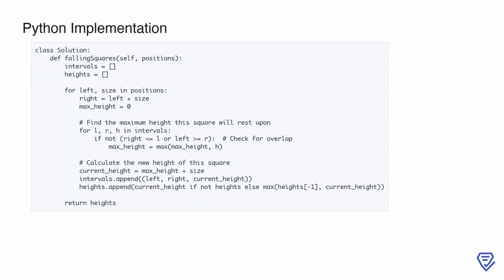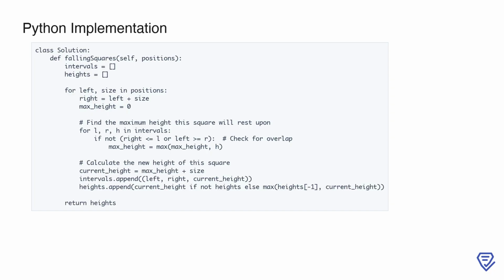This Python implementation solves the falling squares problem, where we are tasked with simulating the placement of squares on a 1D plane and calculating the resulting heights. Let's break down the solution step by step. 1. Initialization. We start by initializing two lists, intervals to store the intervals of placed squares along with their heights, and heights to keep track of the maximum height at each step.